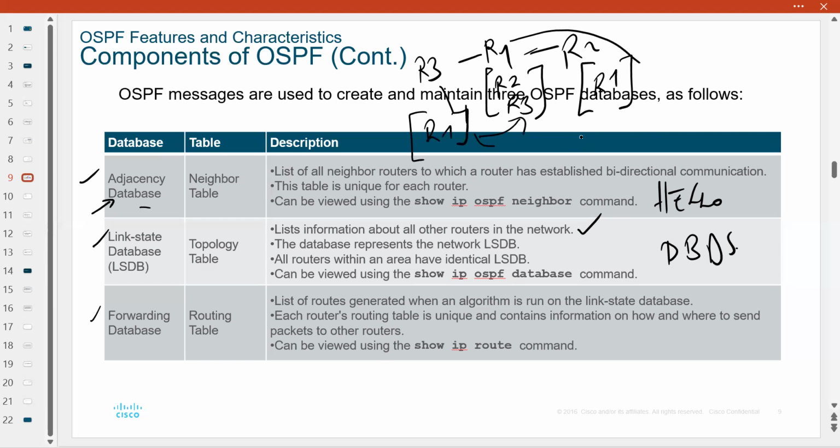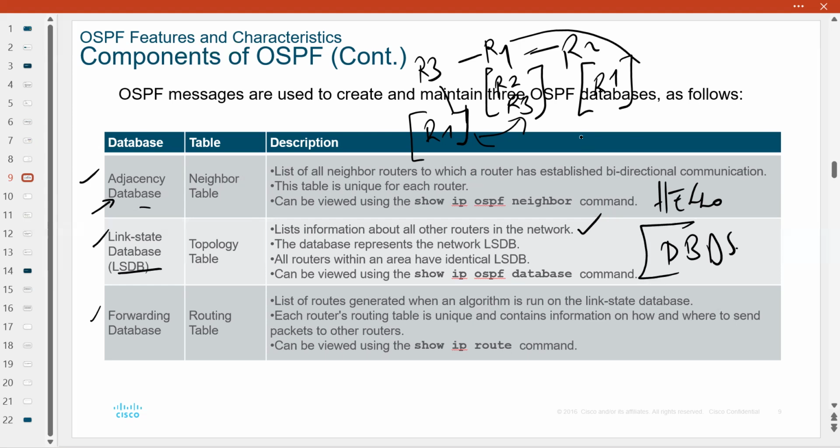So the LSDB is not unique. It's the same for every router. It's just information about the routers in the network. The adjacency database is a bit different. It's unique for a given router because it's talking about what my neighbors are. Right.